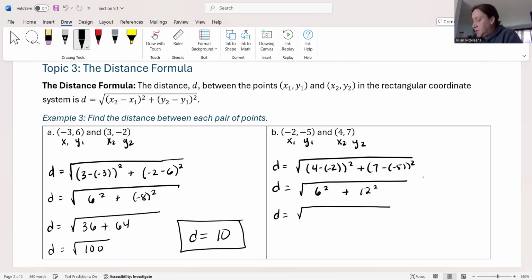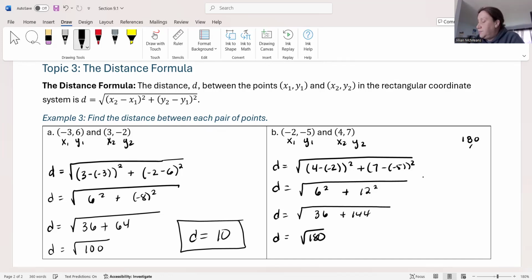So let's see here. 6 squared is 36. 12 squared is 144. So that's going to be like what, 180? So that's going to be the square root of 180. And here it really does depend on the problem. Sometimes they're going to want you to give an exact answer, which means you need to simplify the radical. In other cases, they're going to want you to round your answer to a particular place value. That way you can just go to the calculator, type it in, and round. This case, let's give an exact answer.